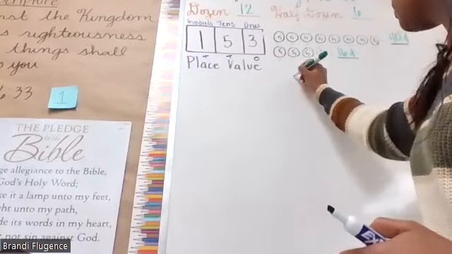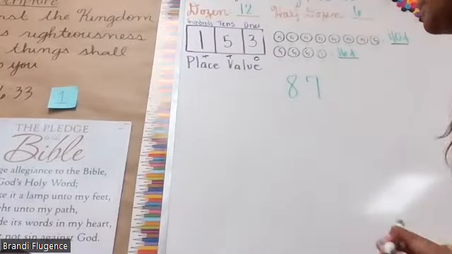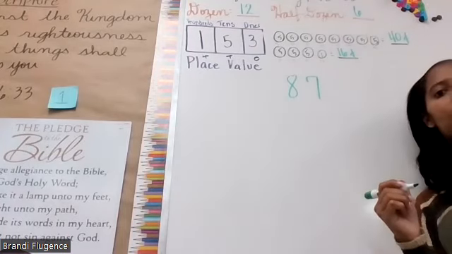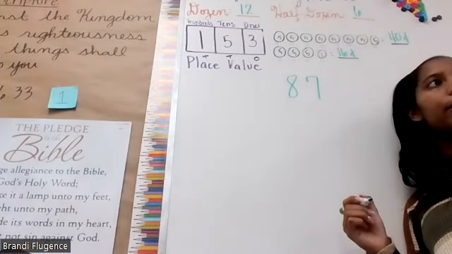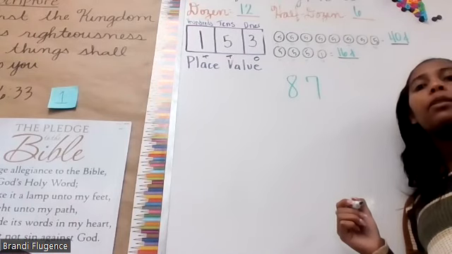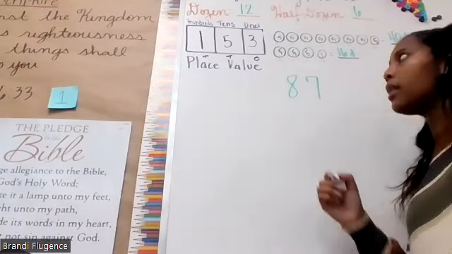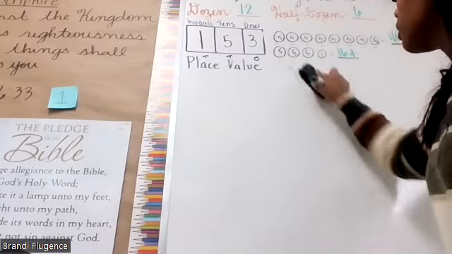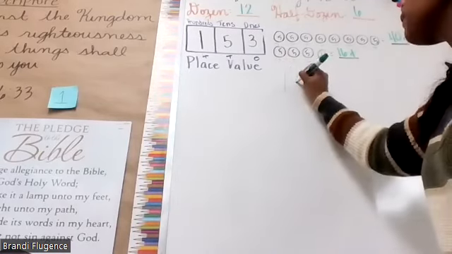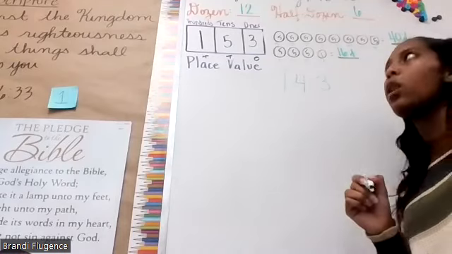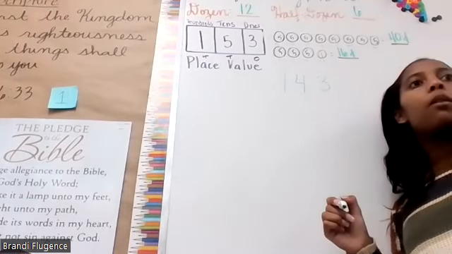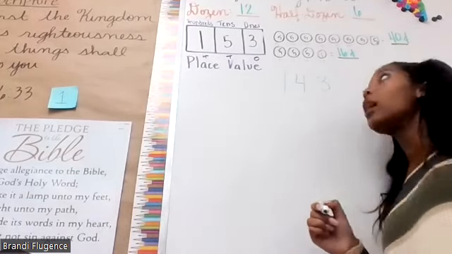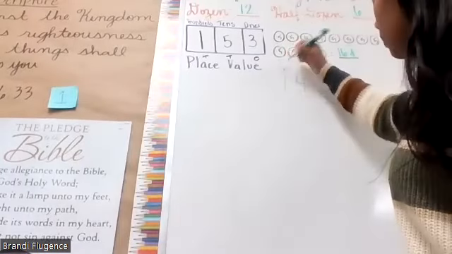So let's look at this number, 87. Which place is the 8 in? Is it in the ones, the tens, or the hundreds? 87. What place would it be in? The tens place. Okay. Let's look at 143. What place is my 1 in? Hundreds place. Good. Awesome.